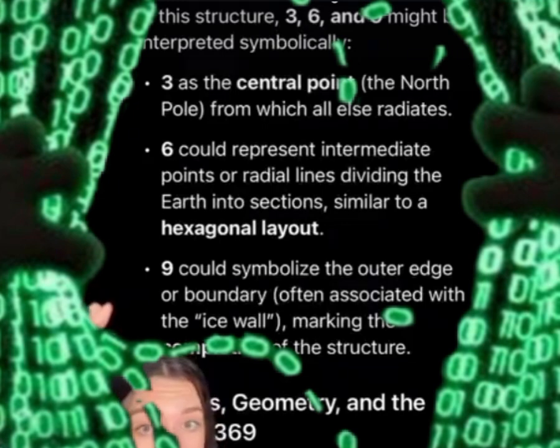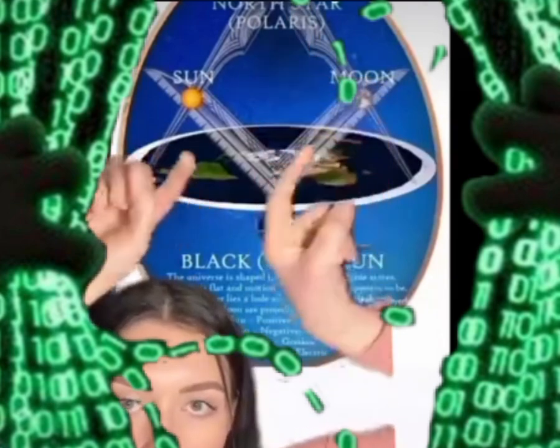6 could represent intermediate points or radial lines dividing the Earth into sections similar to a hexagonal layout. 9 could symbolize the outer edge or boundary often associated with the ice wall, making the completion of the structure, which made me think of the black hole sun model that states that all of creation comes from the North Star and the black hole sun, meeting at the North Pole and then projecting all of reality outwards.